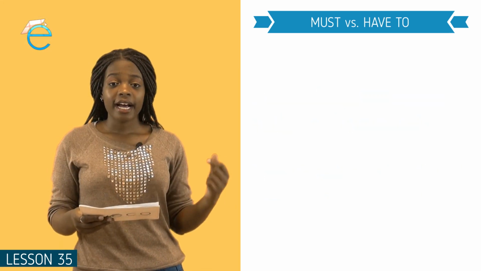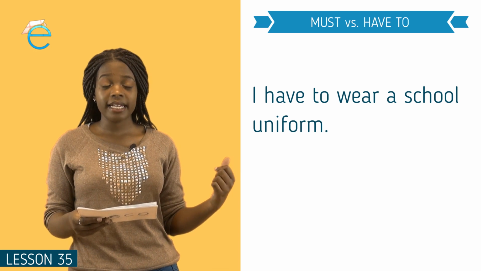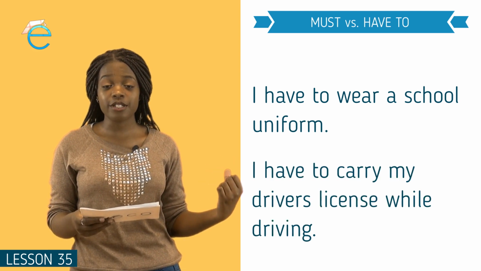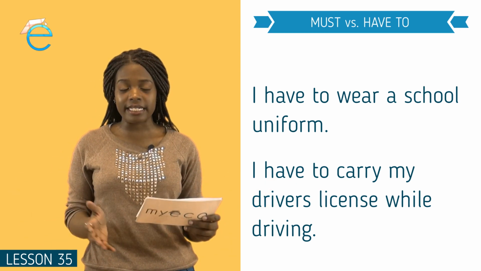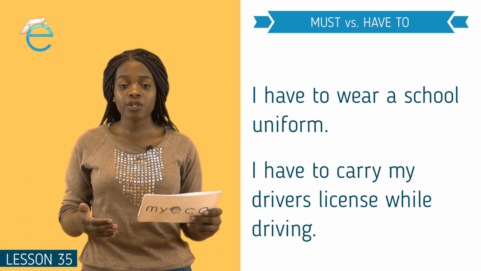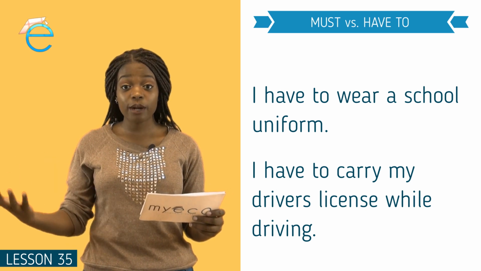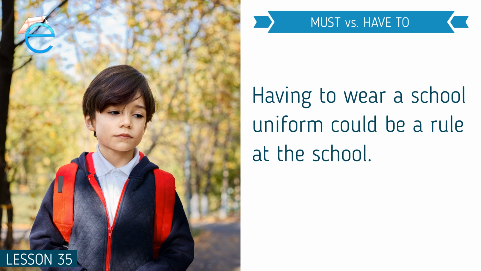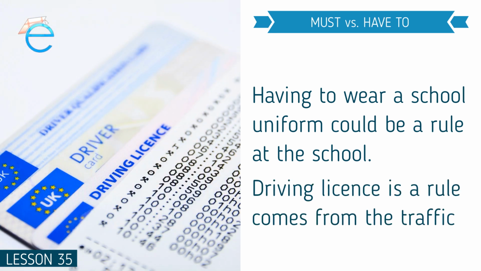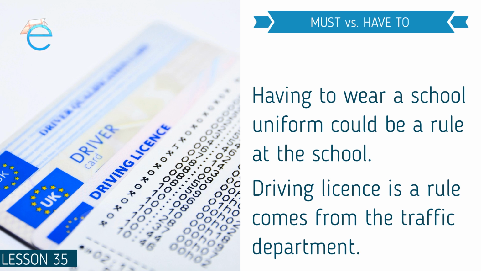On the other hand, I have to wear a school uniform and I have to carry my driver's license while driving are two types of external necessity. So these are from rules and necessity coming from the outside world. For example, having to wear a school uniform could be a rule at the school or a rule from a principal or a teacher. A driving license is a rule that comes from the traffic department, so it's within the law of a country. These are external forces.